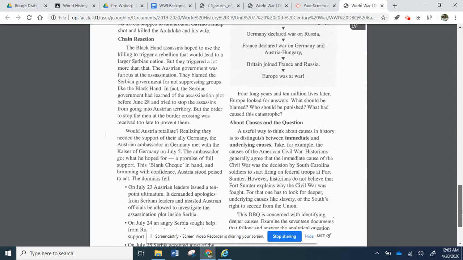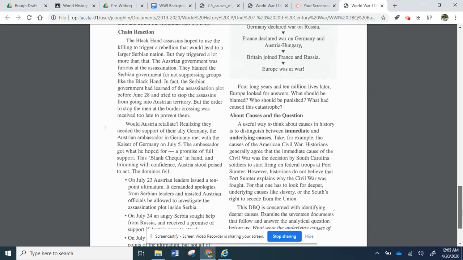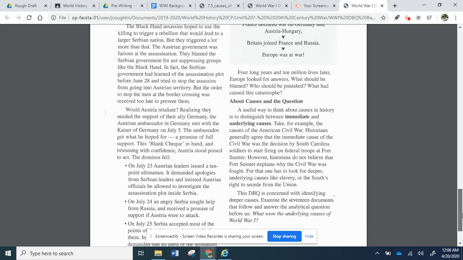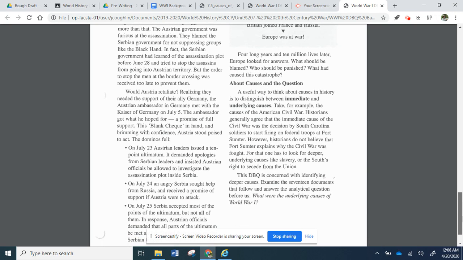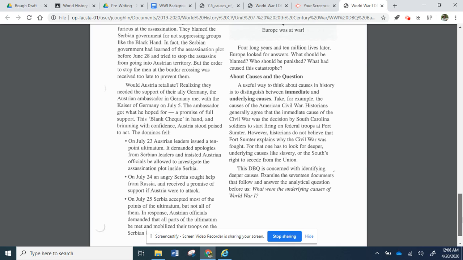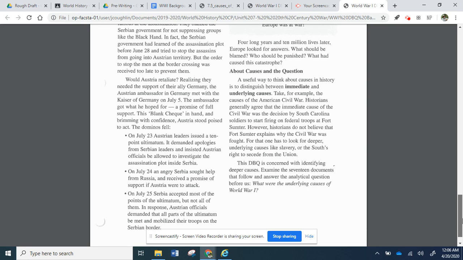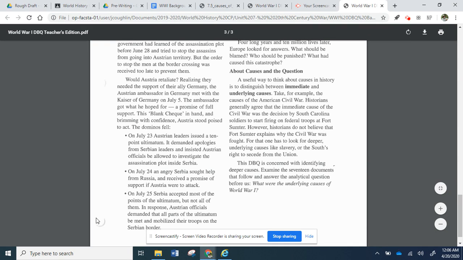Would Austria retaliate? Realizing they needed the support of their ally Germany, the Austrian ambassador in Germany met with the Kaiser of Germany on July 5th. The ambassador got what he hoped for, a promise of full support. This blank check in hand and brimming with confidence, Austria stood poised to act. The dominoes fell. On July 23rd, Austrian leaders issued a 10-point ultimatum. It demanded apologies from Serbian leaders and insisted Austrian officials be allowed to investigate the assassination plot inside Serbia.